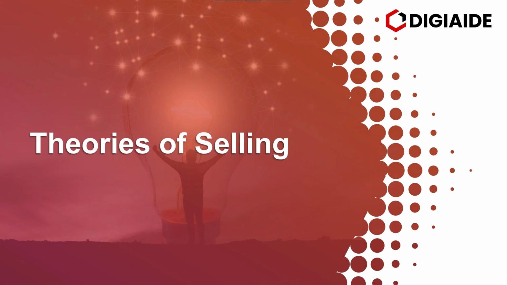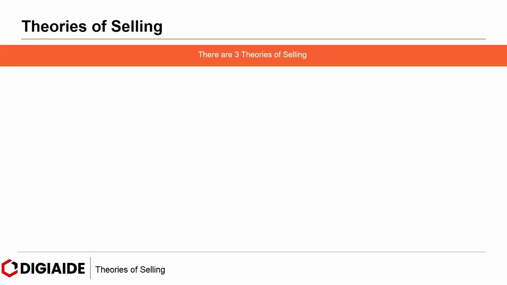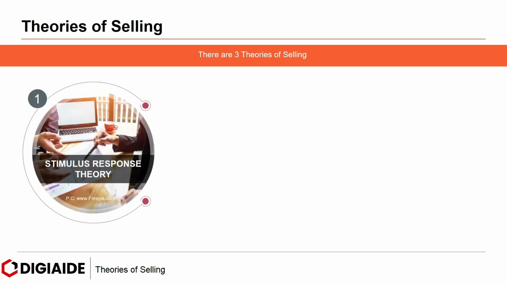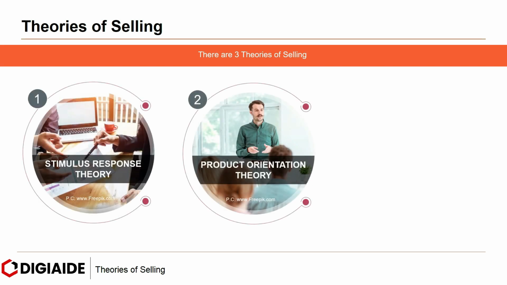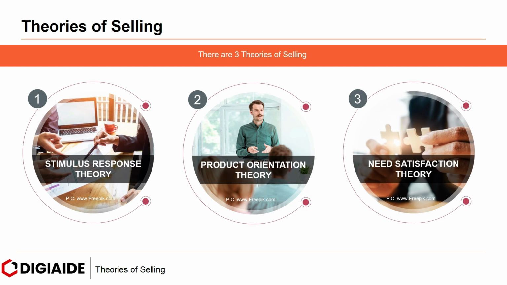In this video, we are going to cover the topic on theories of selling. There are 3 theories of selling. First, stimulus response theory. Second, product orientation theory. And third, need satisfaction theory.